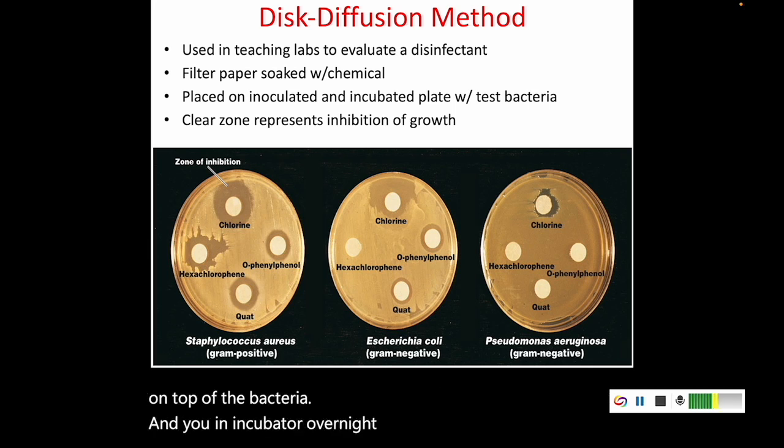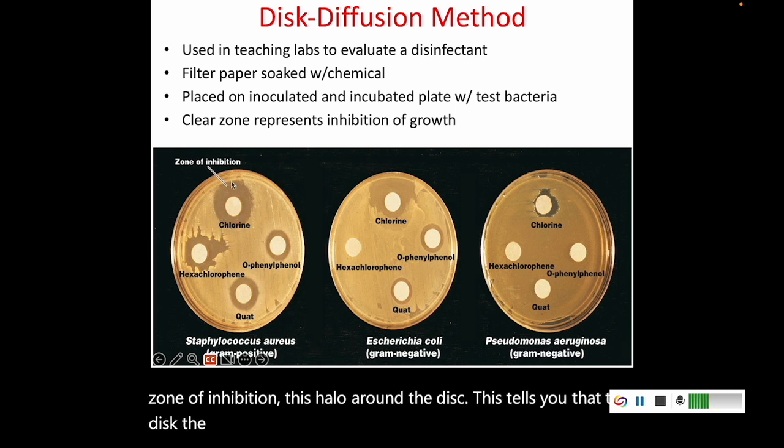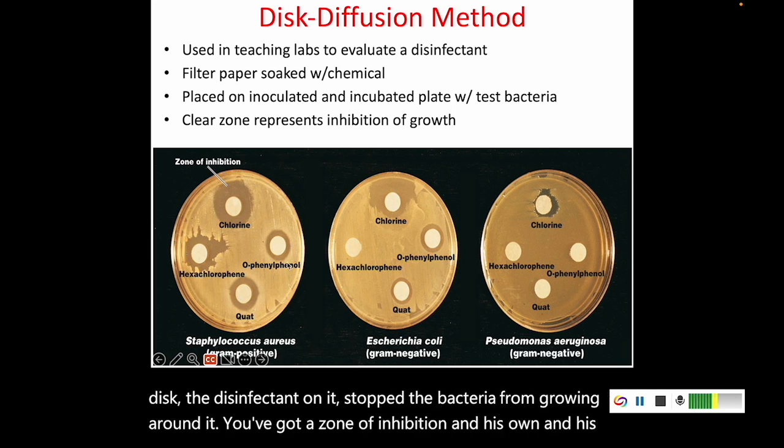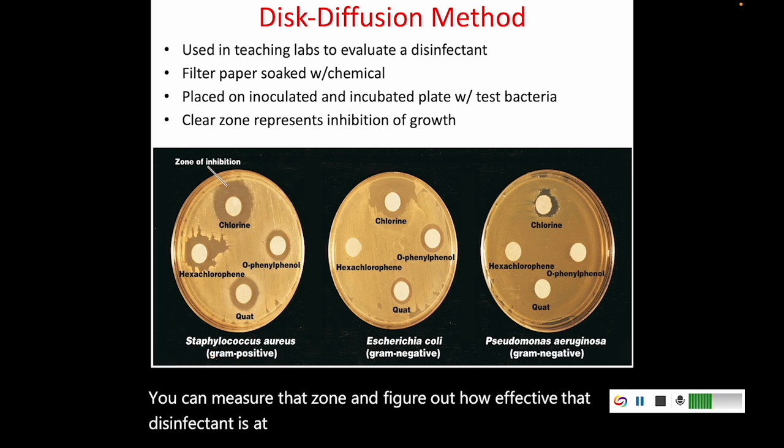And then sometimes you'll see this zone of inhibition, this halo around the disc. This tells you that the disinfectant on this disc stopped the bacteria from growing around it. Here you've got a zone of inhibition, and a zone, and a zone. You can measure that zone and figure out how effective that disinfectant is at preventing the growth of that bacteria.